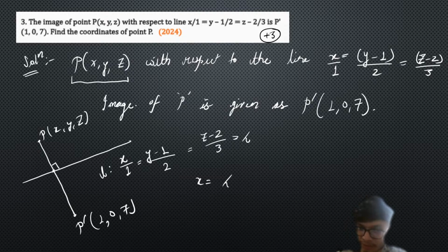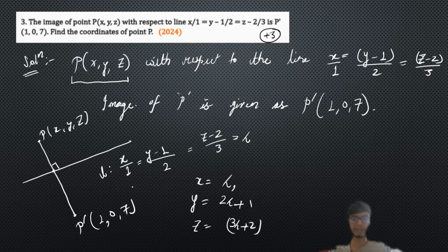So any general point on this line is given as x equals lambda, y equals 2 lambda plus 1, and z equals 3 lambda plus 2, right? Any general point of this particular line is given like this. Now let us consider this general point as A. So if I try to find out our vector P dash A, right?